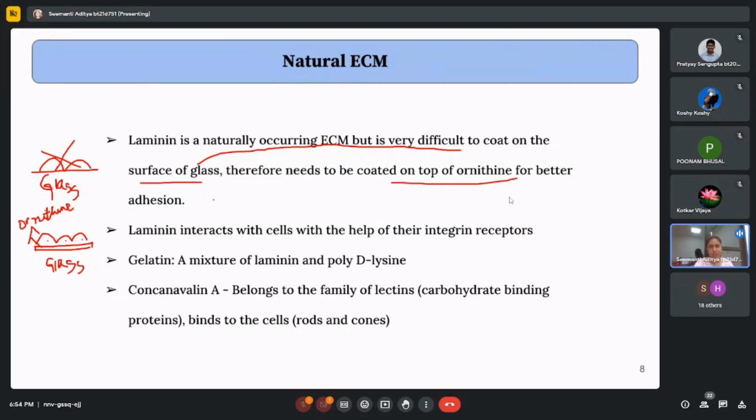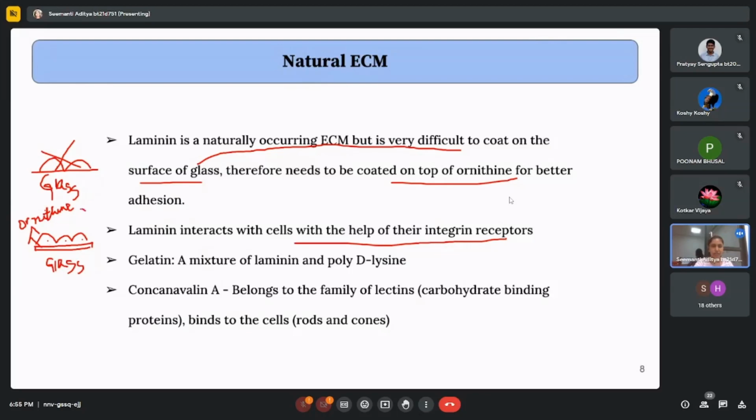Now, ornithine is not a naturally occurring ECM; it's a synthetic ECM, but it allows the laminin to be coated. Once the laminin is coated, then it will interact with the integrin receptors of the cells. So cells have different proteins that help in cell adhesion. There is adhesin, there is integrin. Integrin is another protein that helps in cell adhesion, and laminin will interact with the integrin receptors.